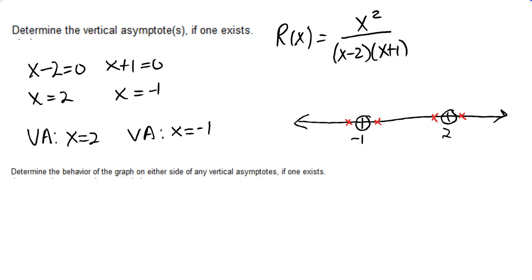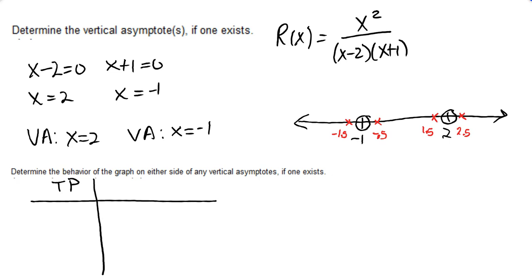So for my test point here, I'll choose negative 1.5. I'm trying to choose something that is close to negative 1. And on the other side, I'll choose negative 0.5. For the other vertical asymptote, I'll choose 2.5 and 1.5. And we're going to substitute those into our rational function, and we're looking for whether the y value comes out positive or negative. If it comes out positive, it's going to positive infinity. If it comes out negative, it's going to negative infinity. So my test points are negative 1.5, negative 0.5, 1.5, and 2.5.